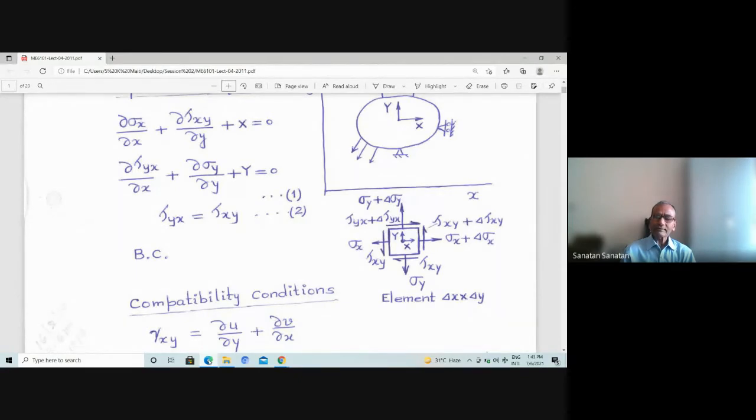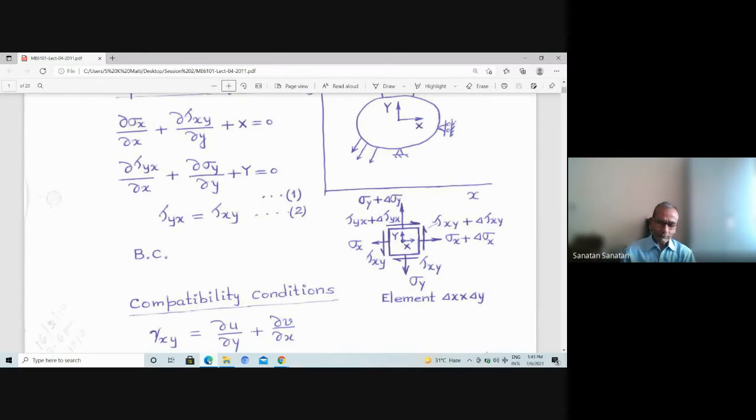So in that case, you see that obviously two end reactions will be there, but also there will be a moment at the support, that fixed support. So therefore the problem becomes statically indeterminate. Three unknown reactions, but two equilibrium equations. So therefore you cannot solve it, statically indeterminacy.